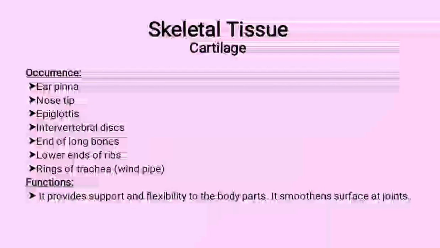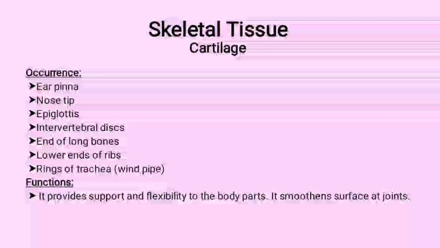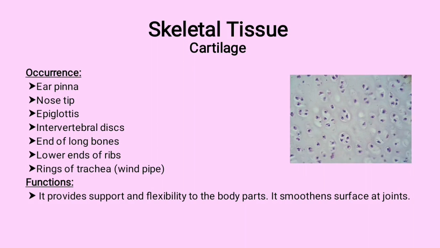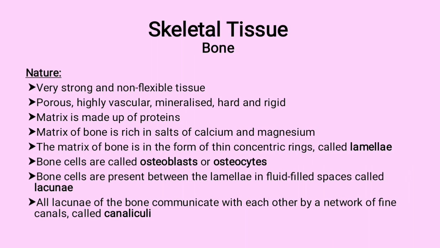Cartilage is located in the ear pinna, nose tip, epiglottis, intervertebral disc, ends of long bones, lower ends of ribs and the rings of the trachea, which means windpipe. Its main function is to provide support and flexibility to the body parts. It also smoothens the surfaces at the joints. Now let's come to the bone.